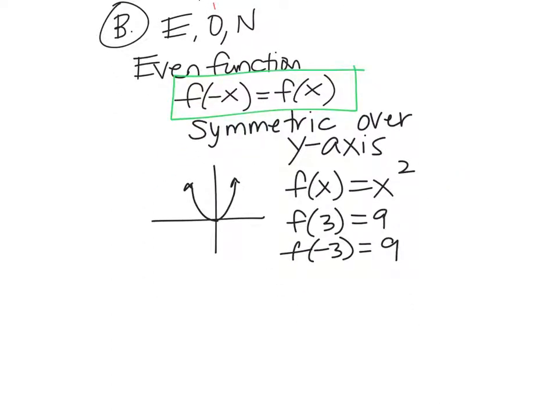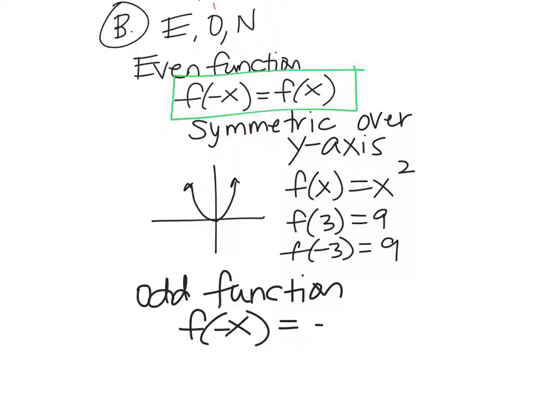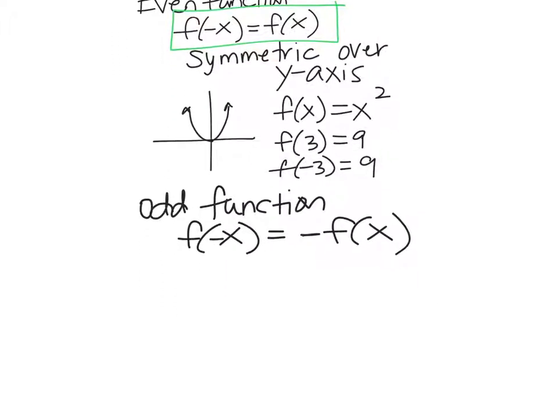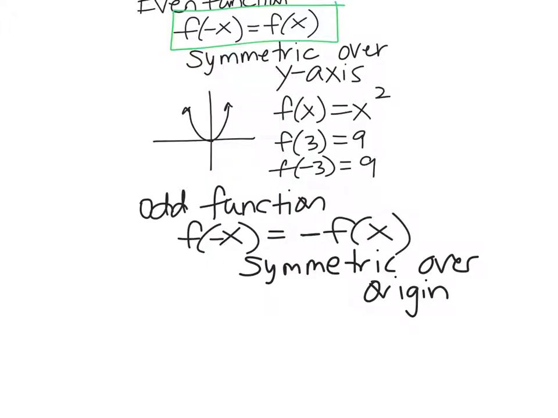Now, an odd function is going to be symmetric over what? It's over the origin. Rotate 180. So f of negative x will equal the opposite. When you plug in the number and you plug in its opposite, they're going to be opposite of each other. And this is symmetric over the origin, which is kind of weird.